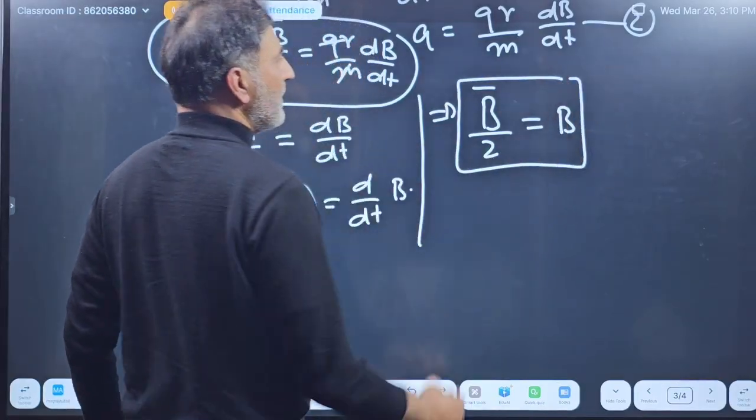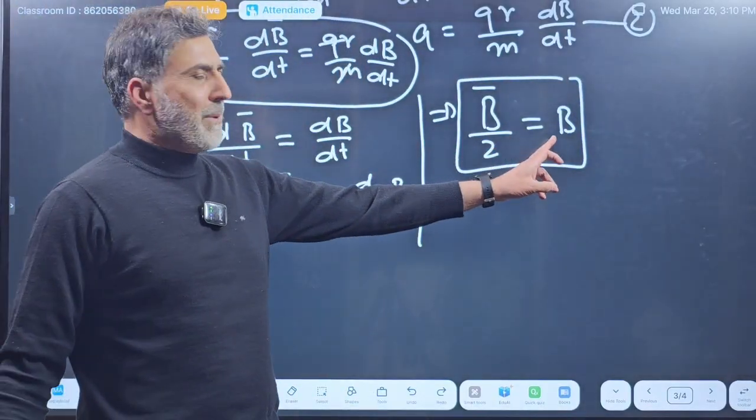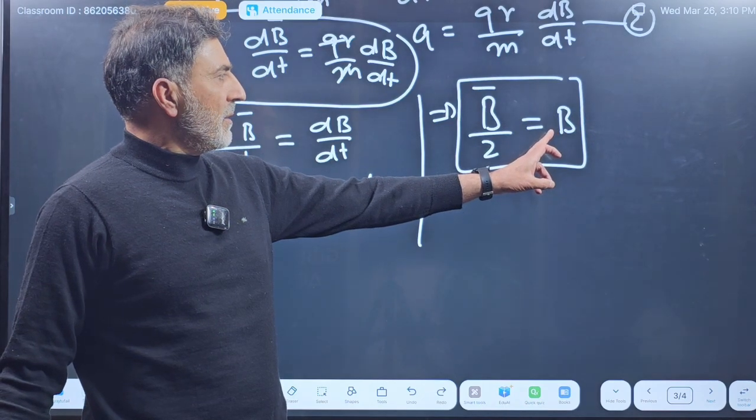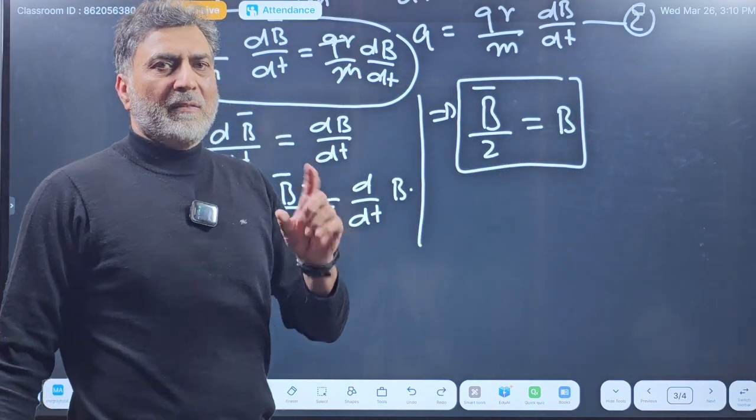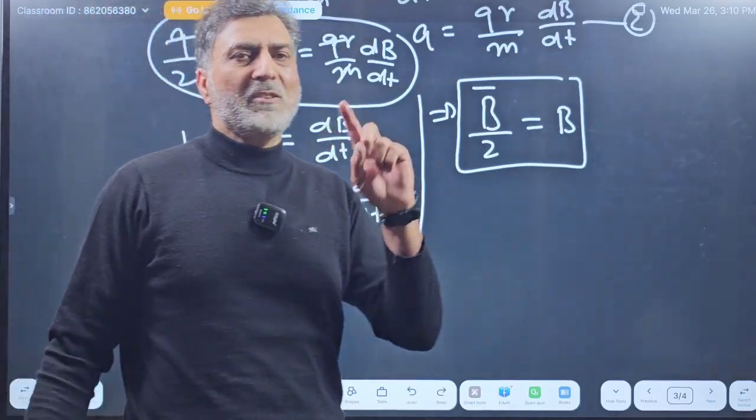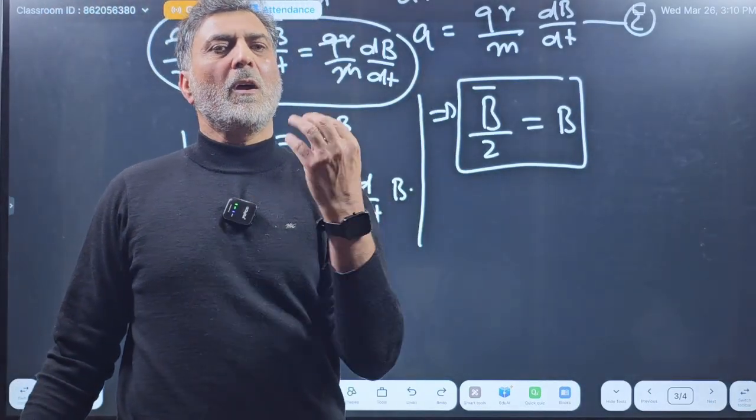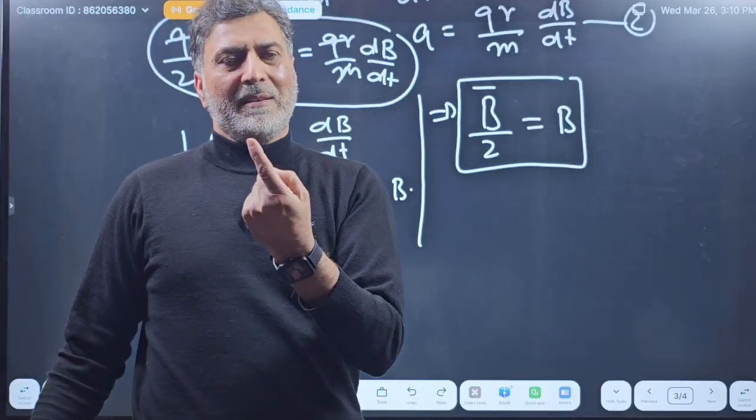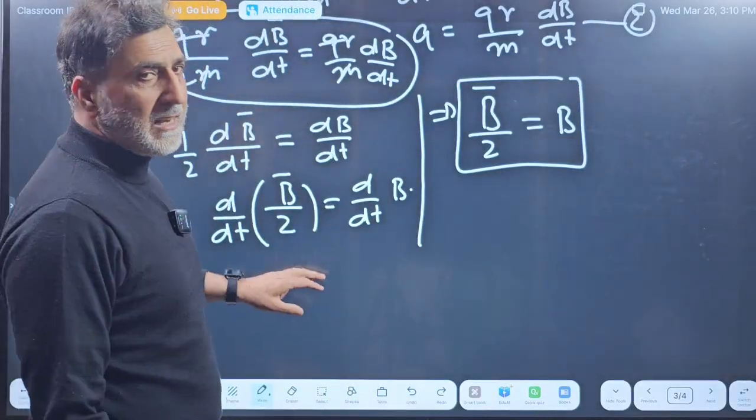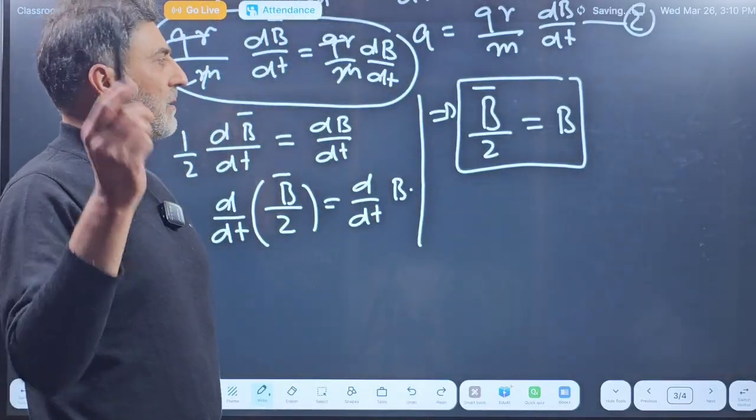That's it. So if the magnetic field on the periphery is equal to half the average magnetic field inside the circle, then the orbit will remain the same. I mean, the charge will move in a single orbit. It will not go away, or come closer to the center. It will keep the orbit. So this is how we accelerate the charged particle in a single circle.